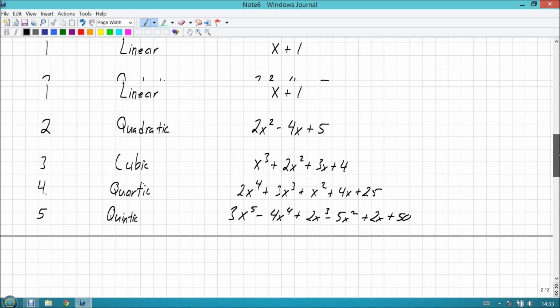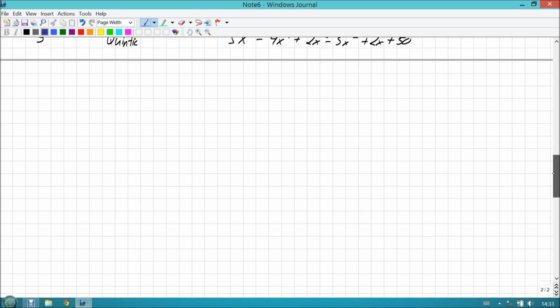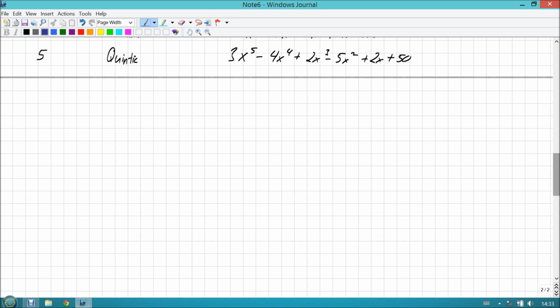Okay. Give you a few more moments to write that down, and then we will move on. All right, we're going to do a couple of examples, and then we're going to call it a day. Our example is going to be classify according to the degree.